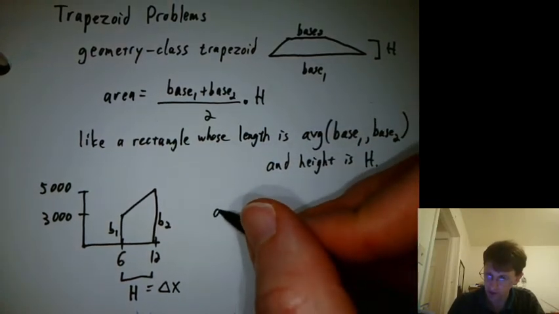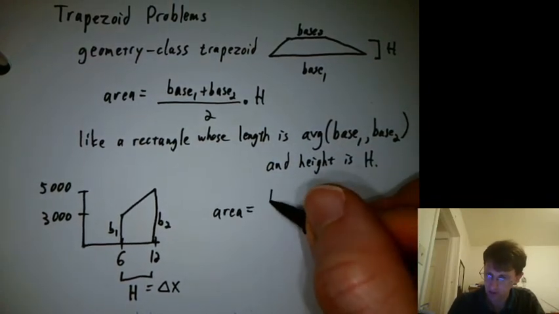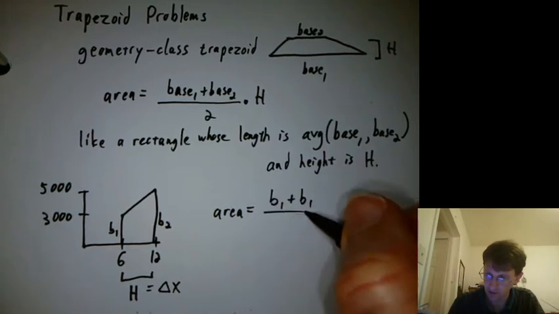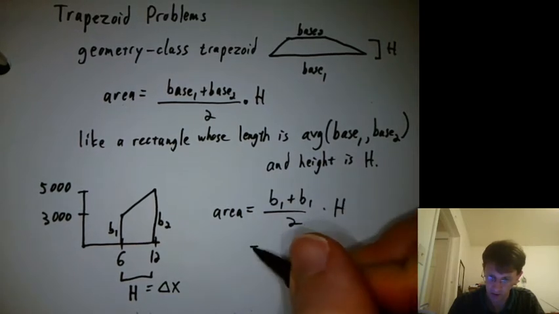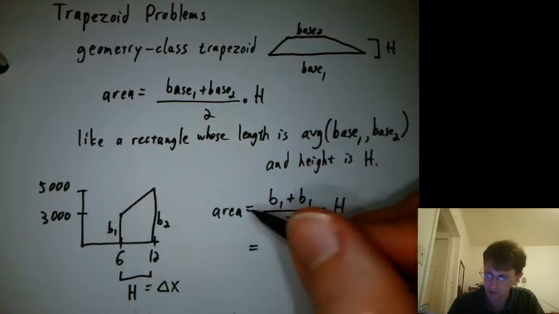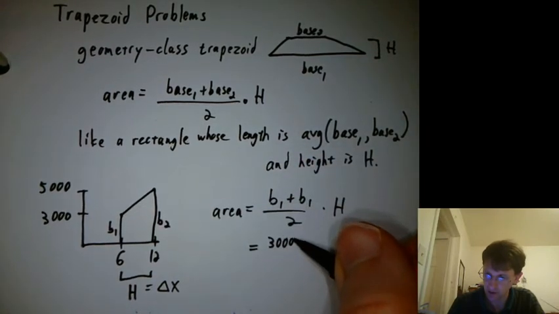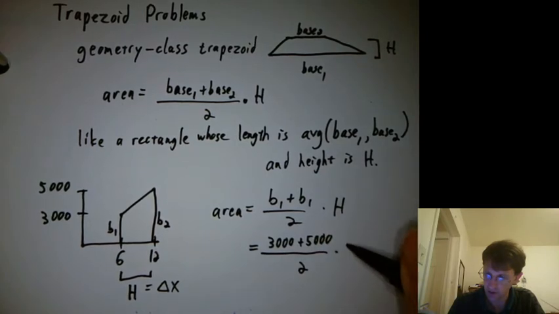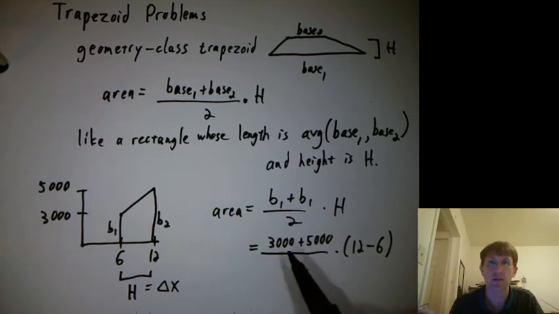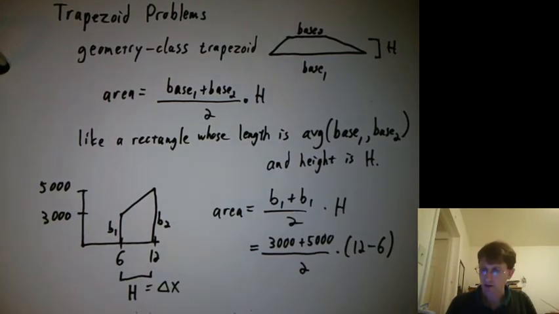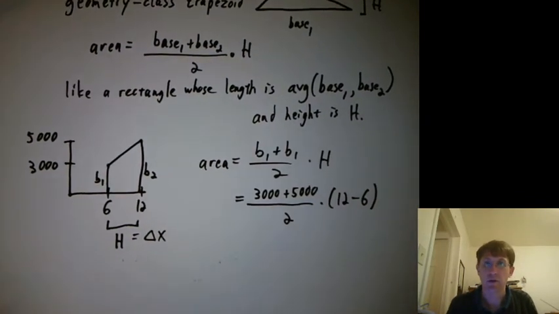So what's the area? Well, it still is base 1 plus base 2 over 2 times height. But we can rewrite that now. Base 1 is 3,000. Base 2 is 5,000 over 2, and the height is 12 minus 6. That's delta x.